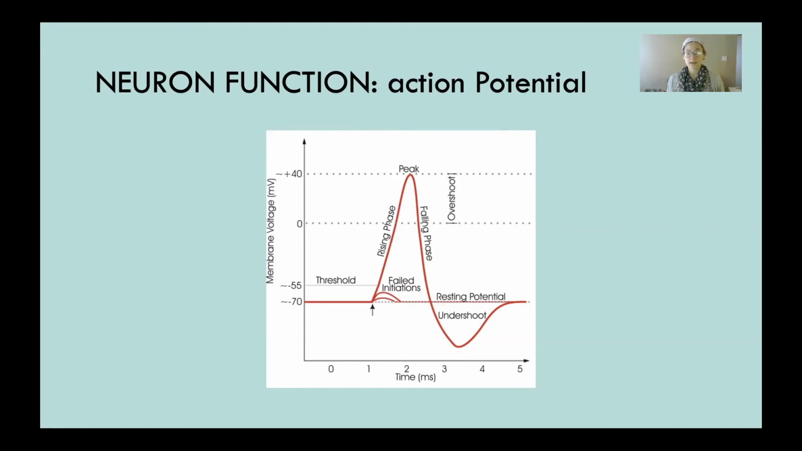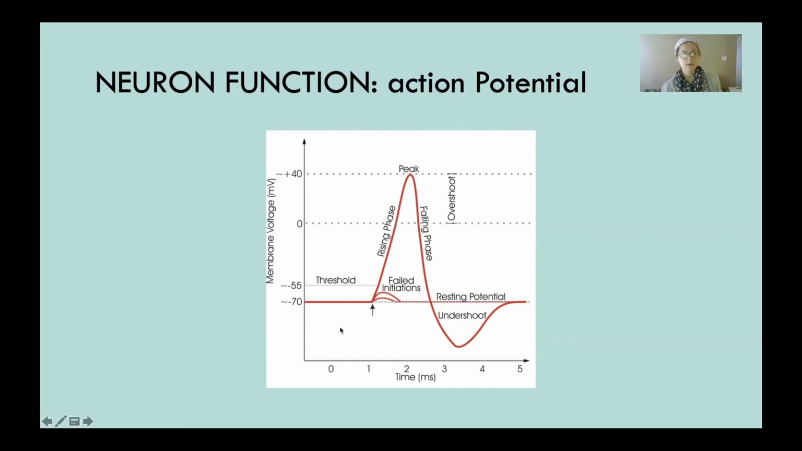But if it doesn't get depolarized enough, it's not going to send its message either. If it gets a big enough depolarization, maybe from getting a message from multiple cells at one time, or frequent messages from the same cell, it will send an electrical signal all the way down that axon, all the way to its own terminal buttons, which will then release a chemical to communicate with the next neuron.